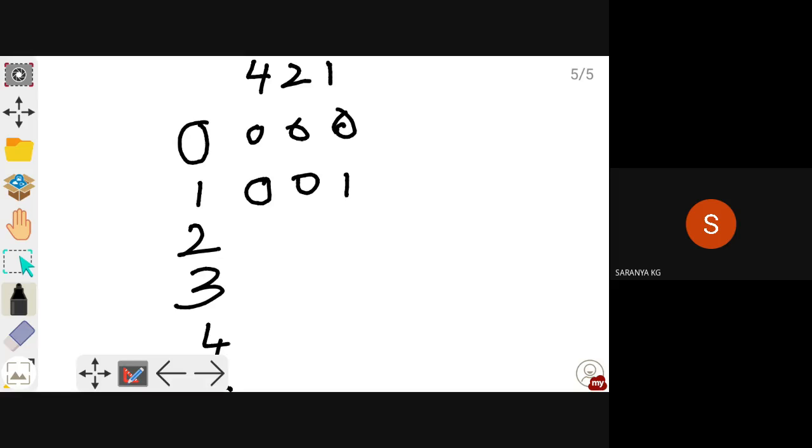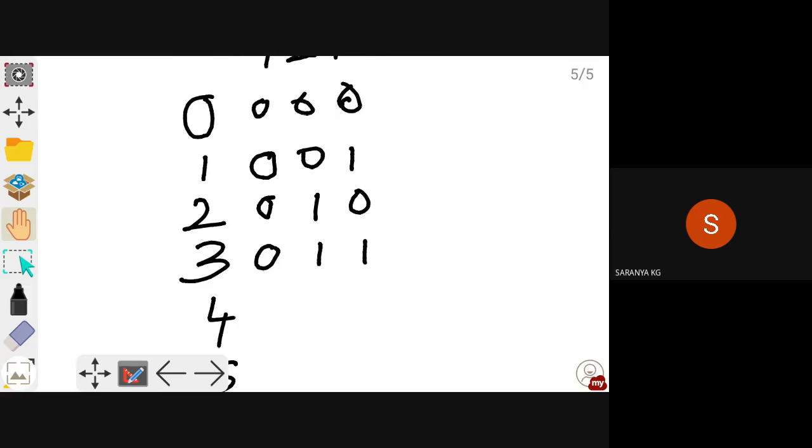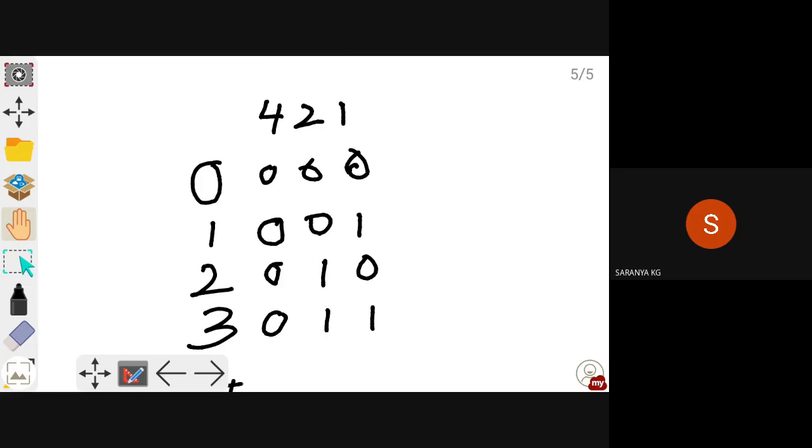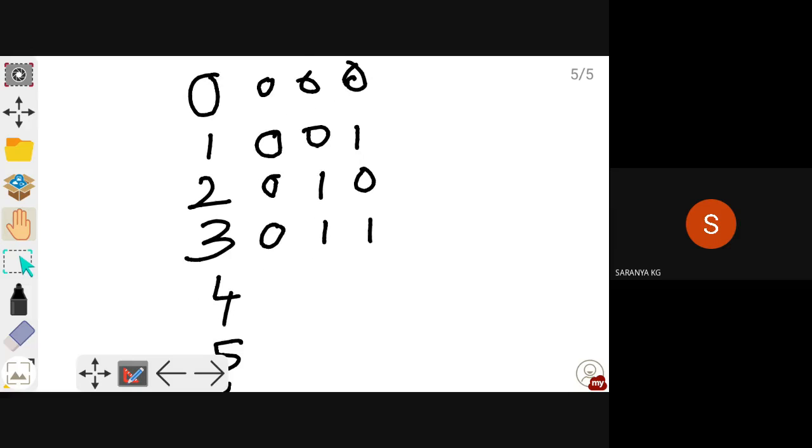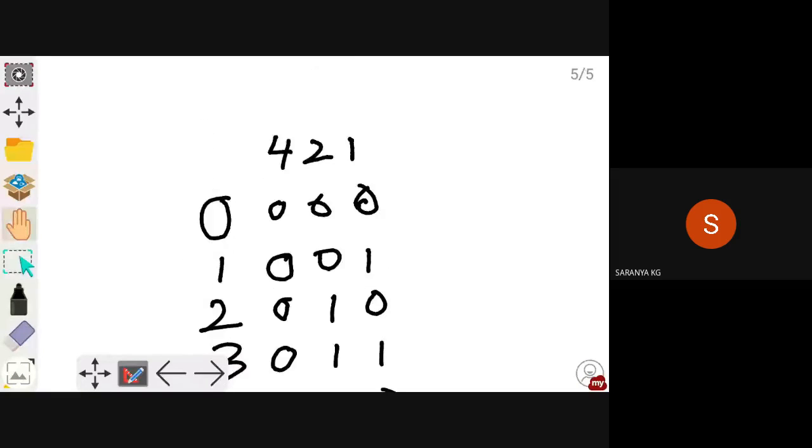So 2 means 0, 1, 0. Next is 3. So 3 means, if you add 2 and 1 you get 3, so you have to put 1, 1 here. And next is 4. So 4 means you have to put 1 here, 0, 0 here. So 1, 0, 0. And next is 5. How will you represent 5? 4 plus 1 will be 5.